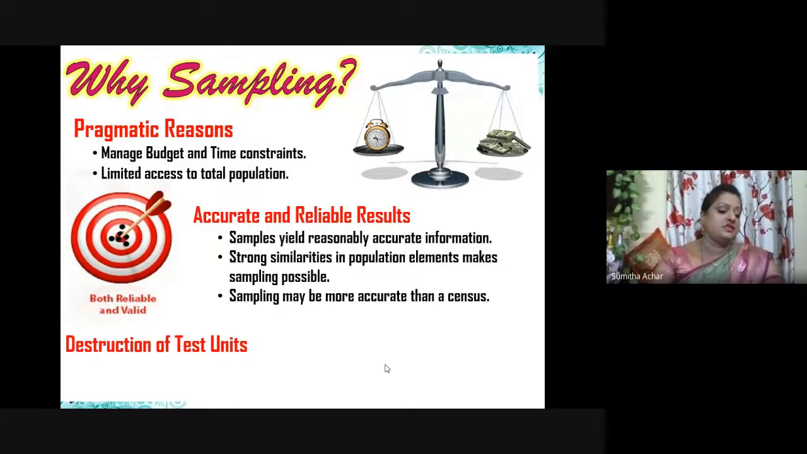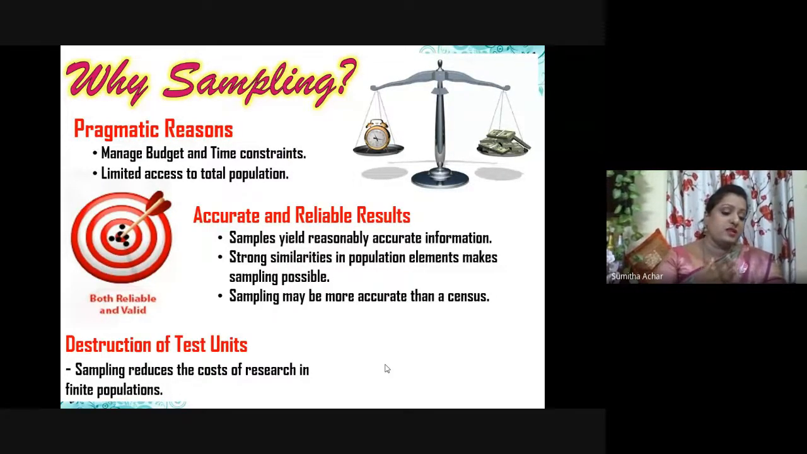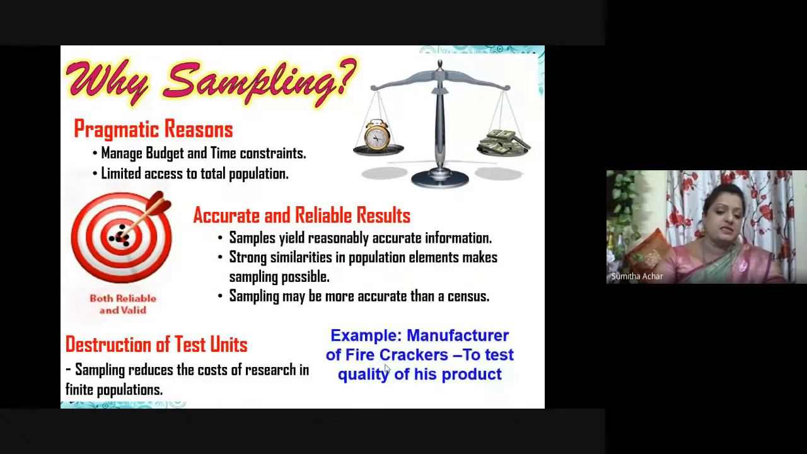The third is the destruction of test units. Now, what do you mean by this? Sampling always reduces the cost of research in a finite population. Let us assume that I have a company manufacturing crackers for Diwali, and a person comes to inspect my crackers to check whether they lead to sound pollution or air pollution and so on. So they want to check samples of what has been manufactured.